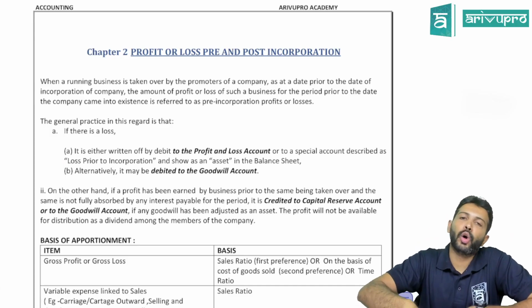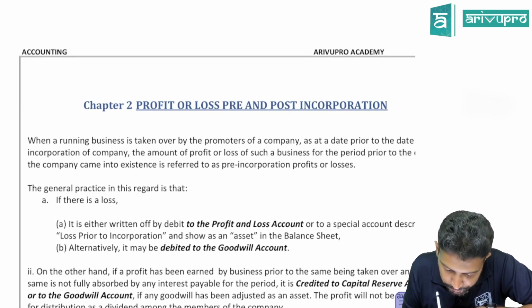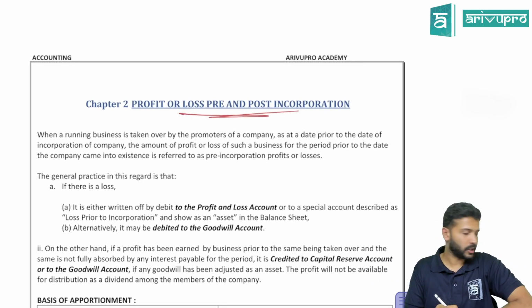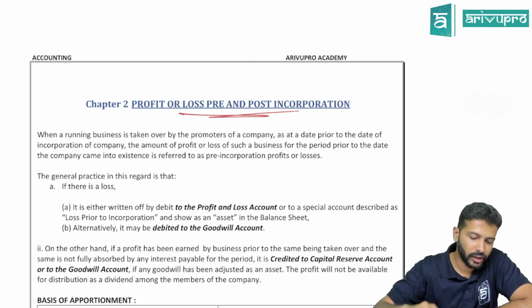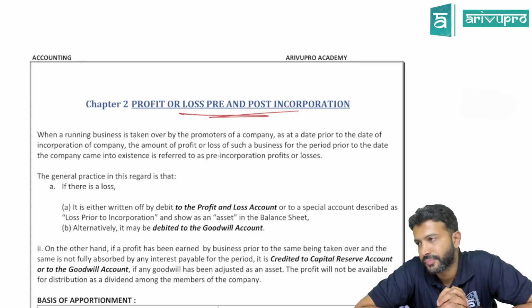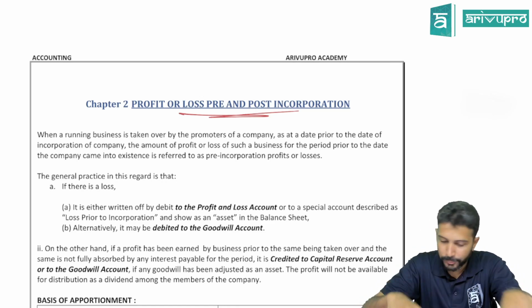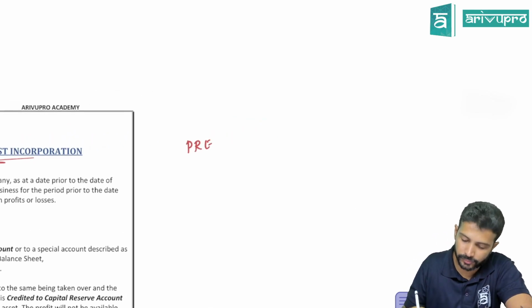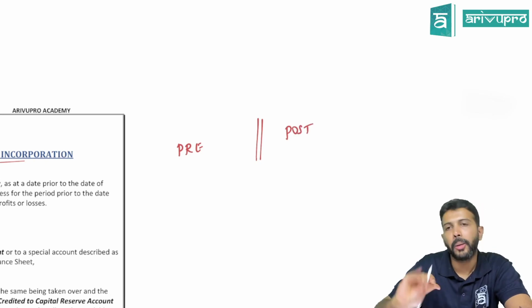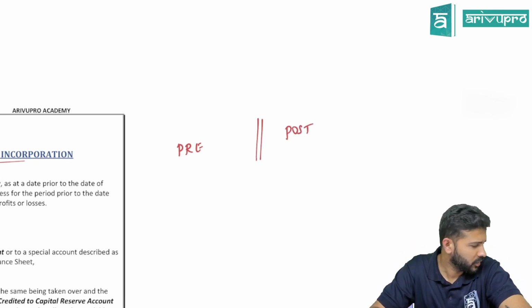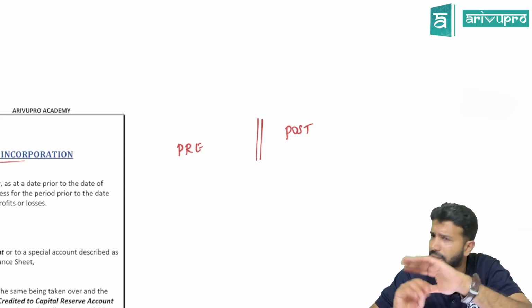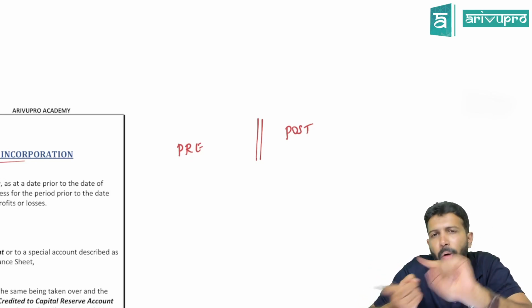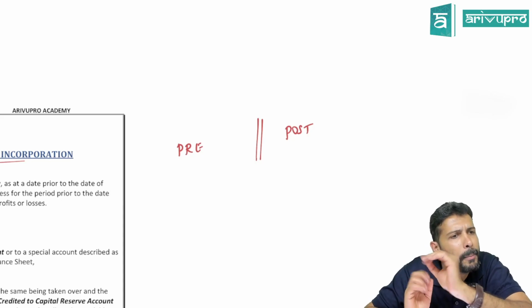Yes, people. So now we're starting with the next topic, that is profit or loss pre and post incorporation. This topic also has two sections. One section is profit or loss in the pre-incorporation period. Another section is profit or loss in the post-incorporation period. Simply, you have to find two components in this topic: in the pre-incorporation period, how much profit the company made, and in the post-incorporation period, how much profit the company made.